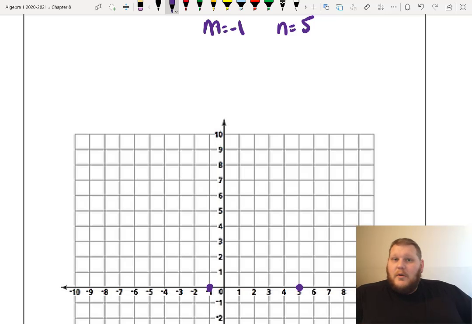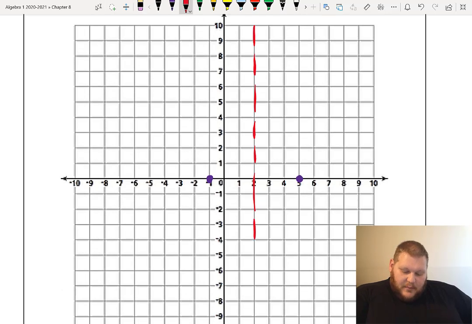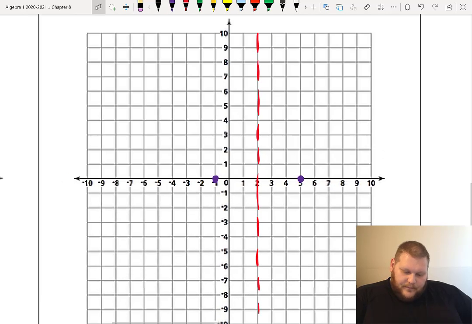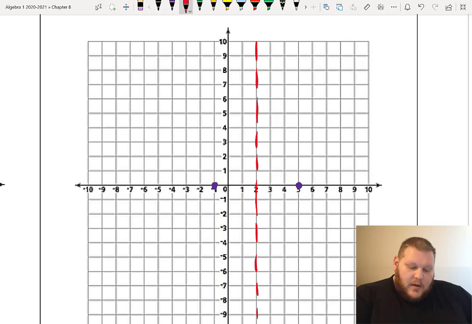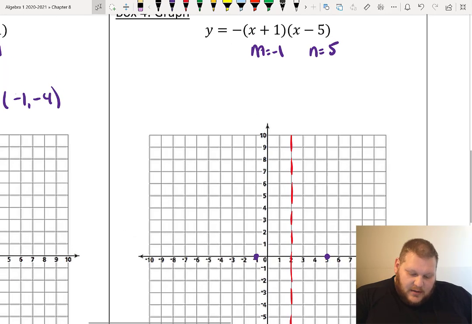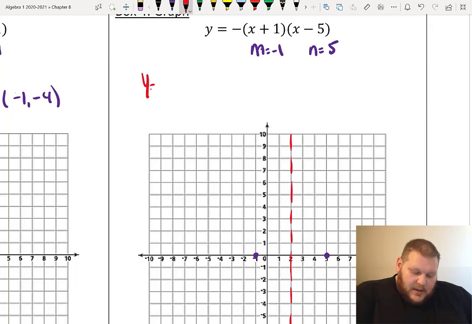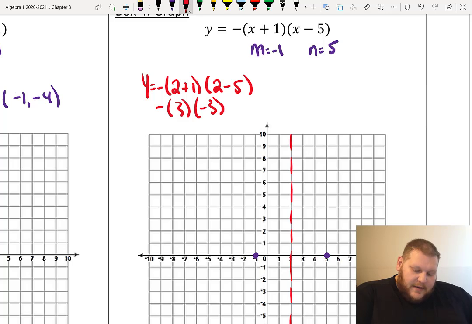If you want to use your formula, go for it. Negative 1 plus 5 is 4, divided by 2 is 2. Otherwise, again, you can look at it just visually. Negative 1 and 5 are 6 units apart, so 3 from either side would be the middle, which happens at positive 2. So then, to figure out the y value of my vertex, I'm just going to plug in positive 2 into my equation. Y equals negative 2 plus 1 times 2 minus 5. So negative 3 times negative 3. So we get a y value of positive 9.